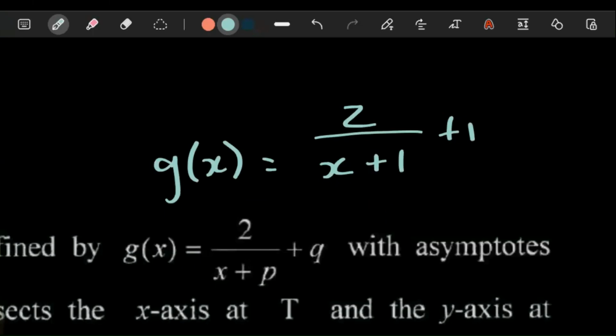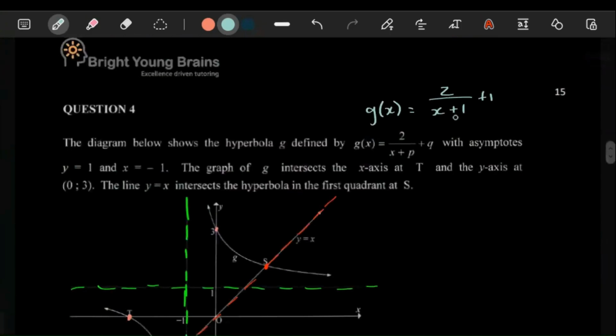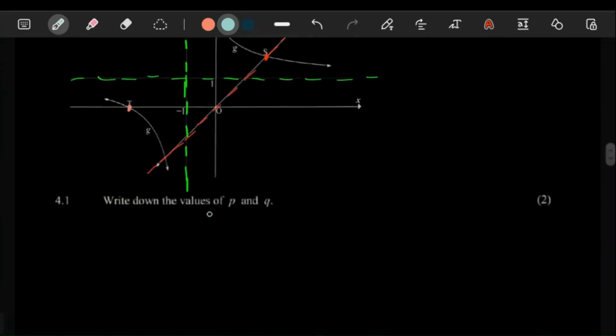So you may be wondering, okay, fine, when you will be giving your answer, what do you write? Do you write -1 for p, or do you write +1? You always write what it looks like on the equation. So in the equation, you can see it's a +1 here and it's a +1 there. So you can say here p is 1, q is 1. Let us move on.